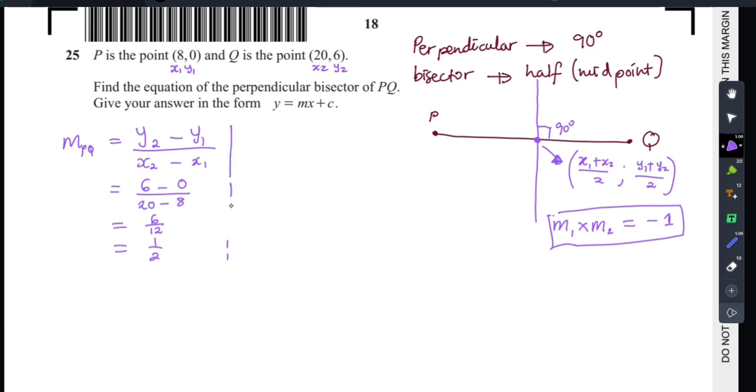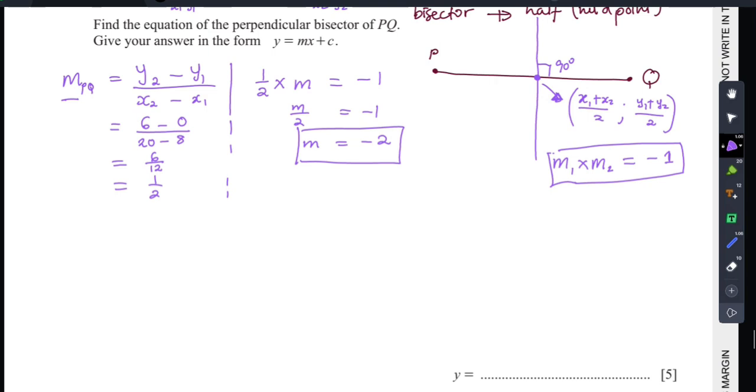From what I've written there, if we multiply the gradient of PQ and the gradient of the other line, half times the gradient of the new line, which I'll call m, this must give us -1. So this is more like an equation: m over 2 is equal to -1. Multiply by 2 on both sides, we get m equals -2. So this is now the gradient of the line which is perpendicular to PQ.